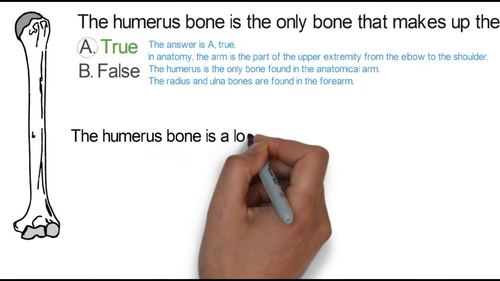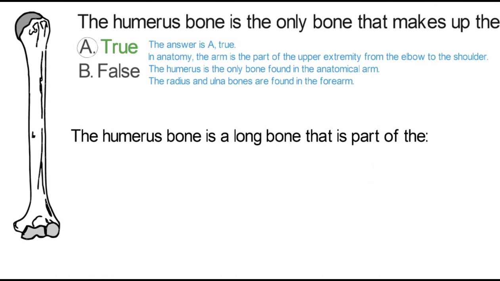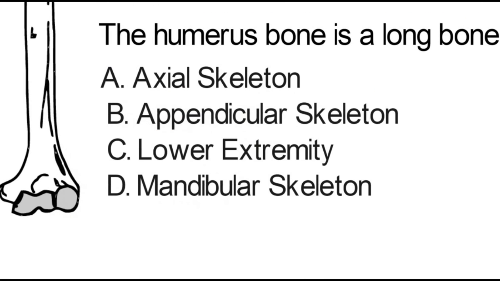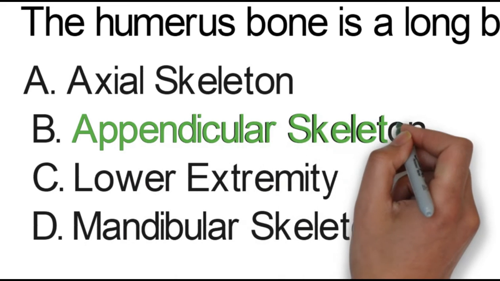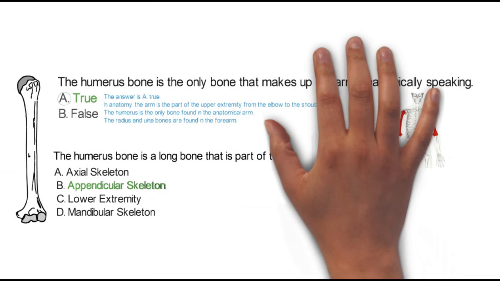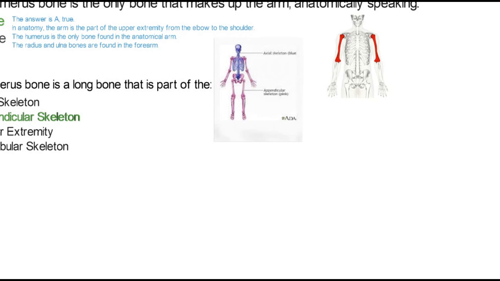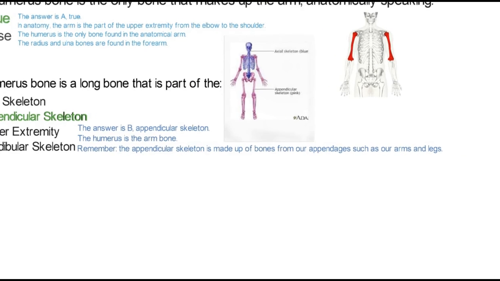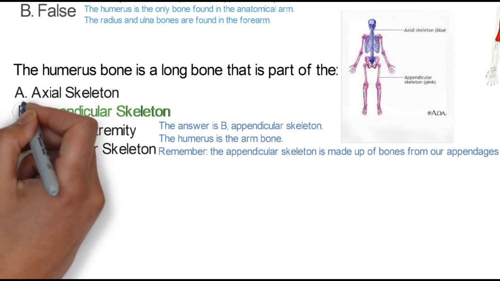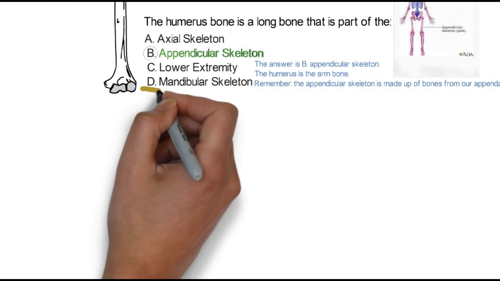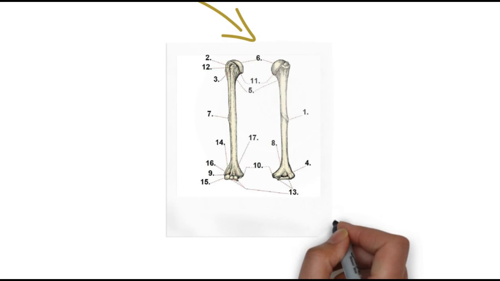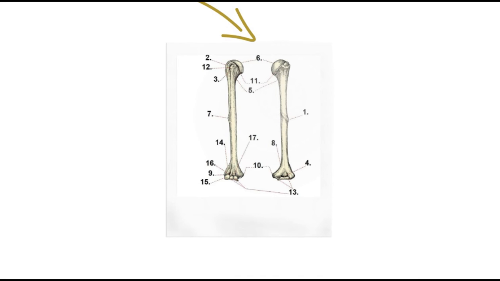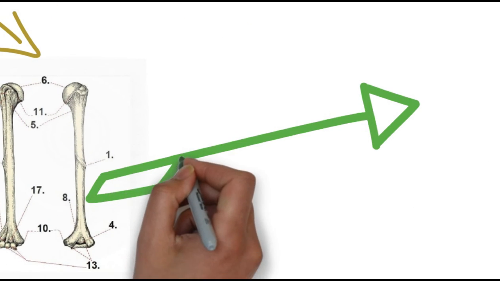The humerus bone is a long bone that's part of the... We have 4 choices here. The correct answer is the appendicular skeleton. Here is a picture if you don't know. And that's the reason. So the correct answer is in fact B. Now let us label the posterior and the anterior of the humerus. Don't forget to pause and to try to answer them on a paper. Here is what your answer should be.